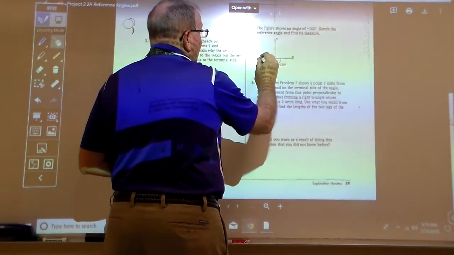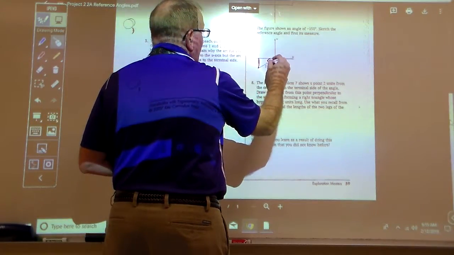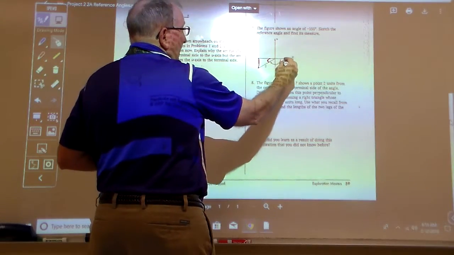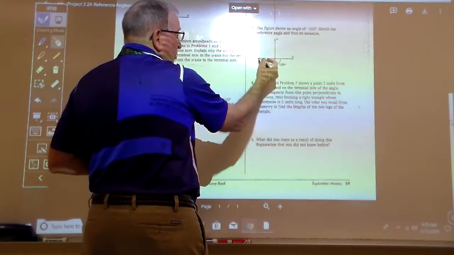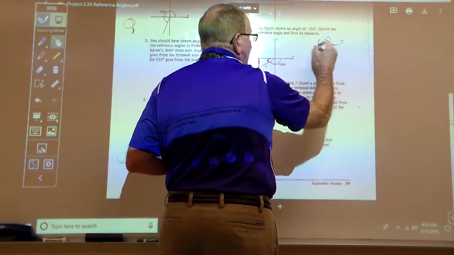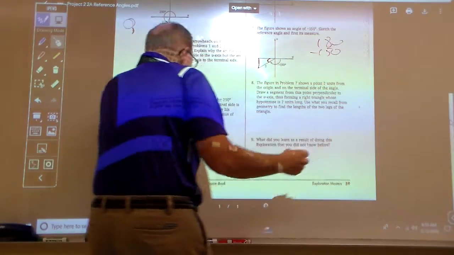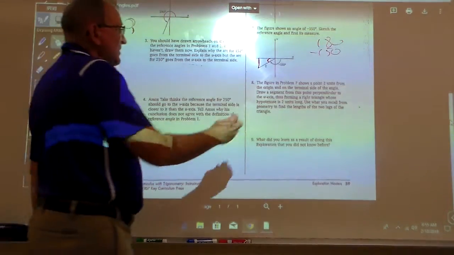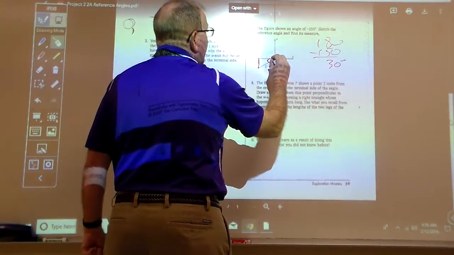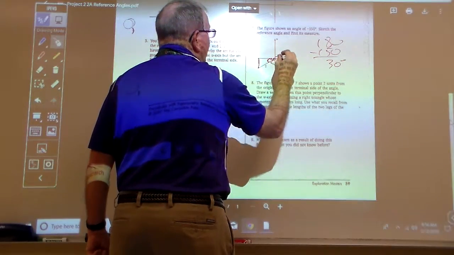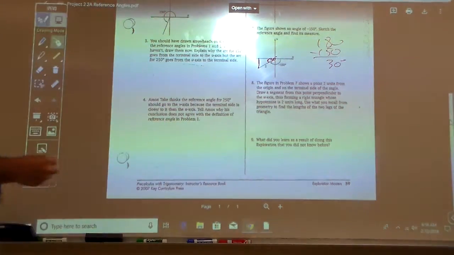Well, here we go. I always go back to my x. I'm going to ignore the negative. It's 150 from here to here, and all the way to there is 180. So it's just 180 minus 150, and the reference angle is 30 degrees. So this angle right here is 30. The alpha angle, or reference angle, is 30 degrees.